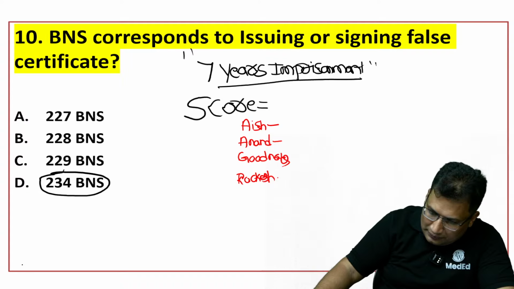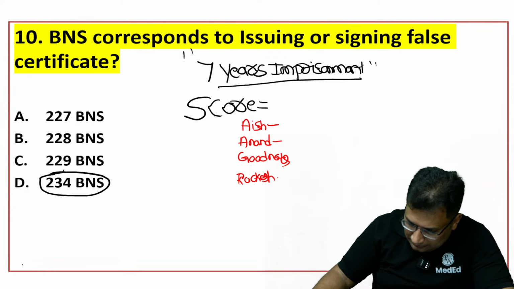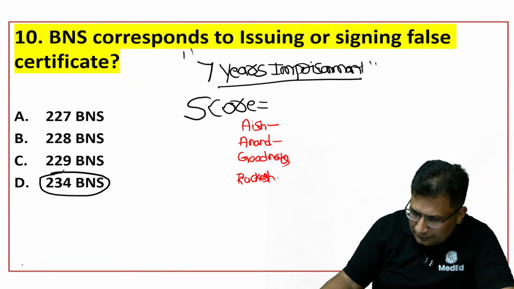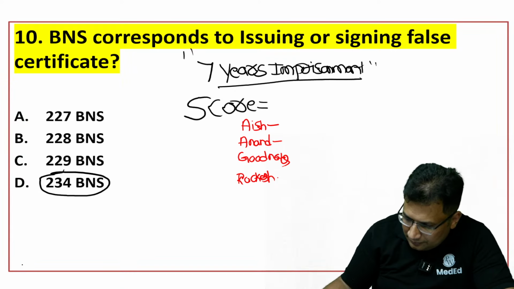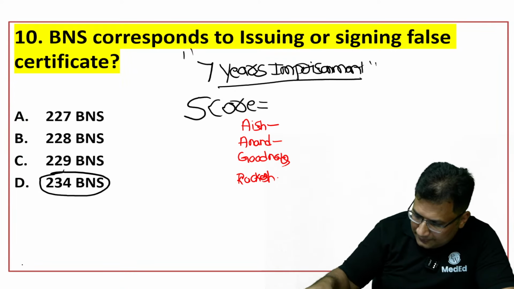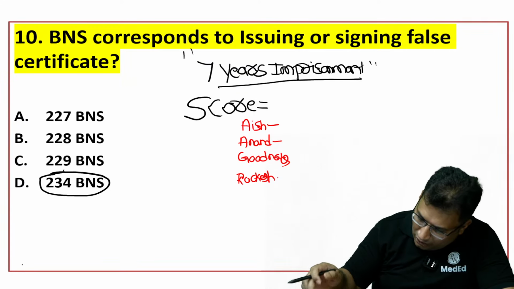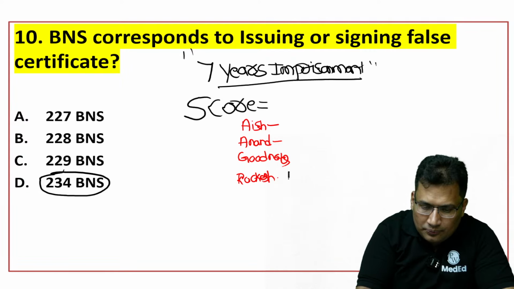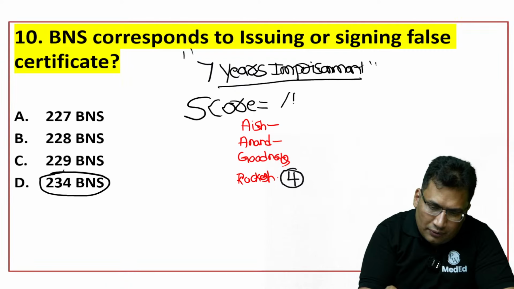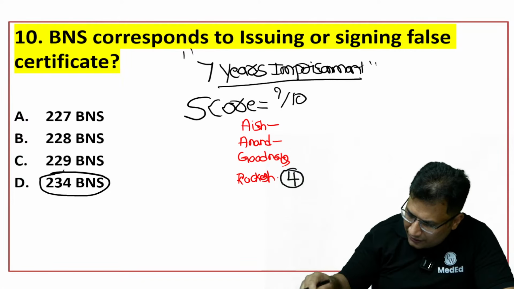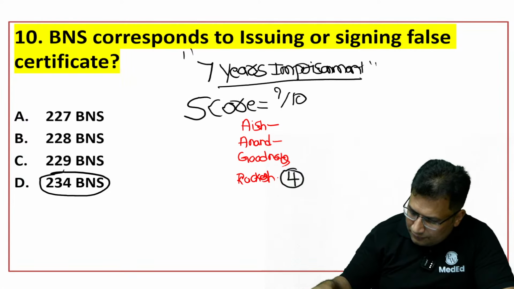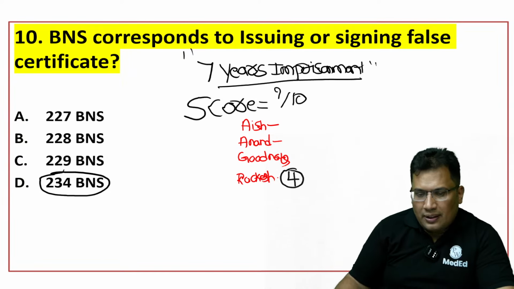So what is your score? Okay, Rakesh got 4 out of 10. Others? What about others?